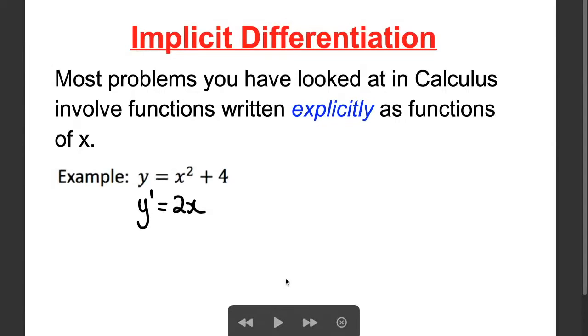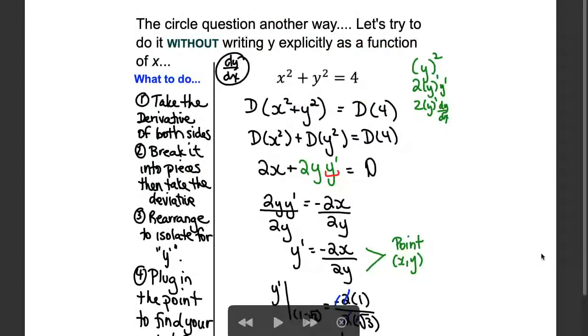What we want to do now is start looking at how we can work with functions that are not so explicit, hence the word implicit differentiation. So the question that we just worked on, let's try doing this another way. Let's try to do it without writing y explicitly as a function of x. So instead of doing that initial step of rearranging and isolating for y, let's just work with the way the relationship is already written.